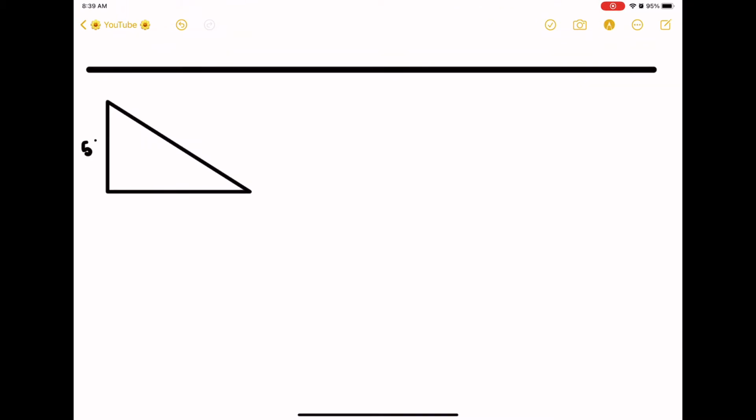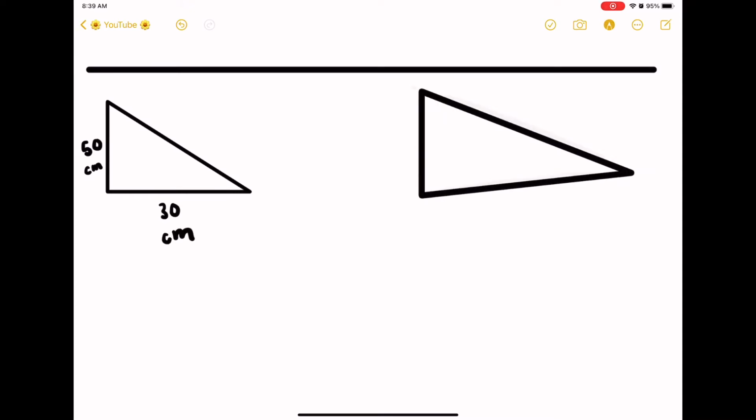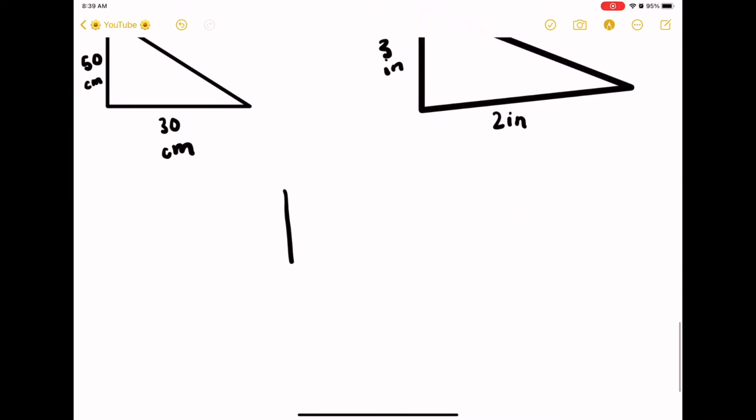Now you all are going to write the area of 3 different triangles, and you will have 2 minutes to do all of them.